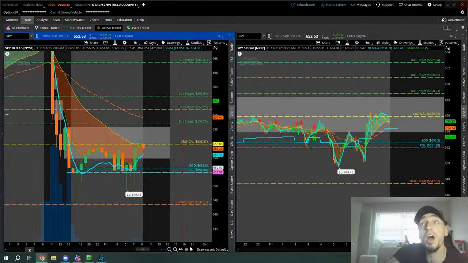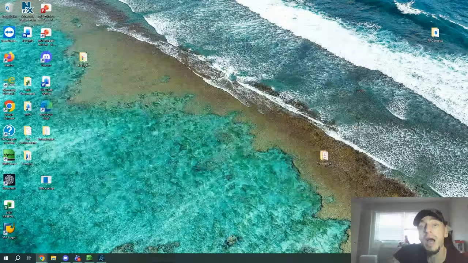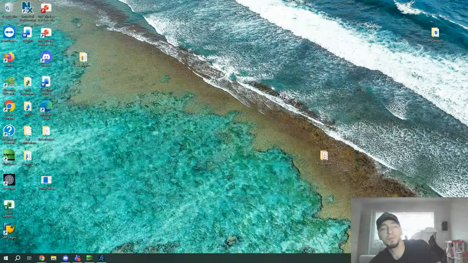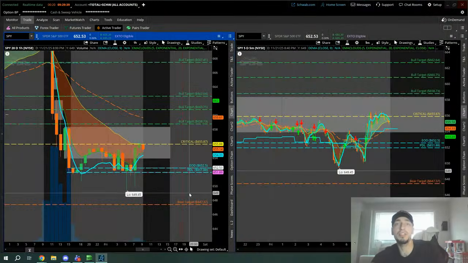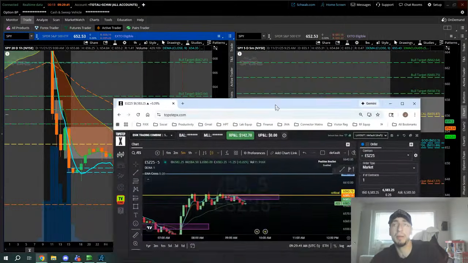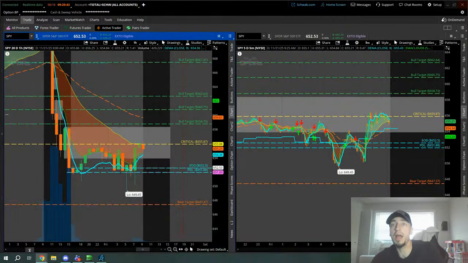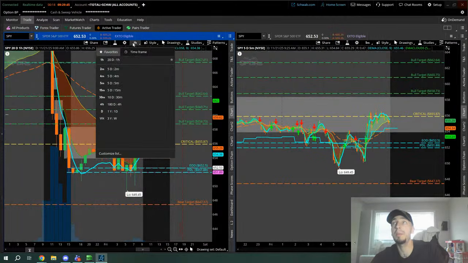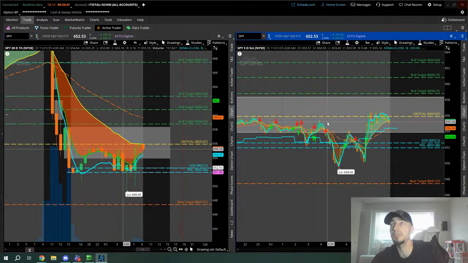We're going to start off with one contract. I'm going to keep that here. I'm going to watch this chart, but I got my TopStep right here, so I will be quick to hop in markets.